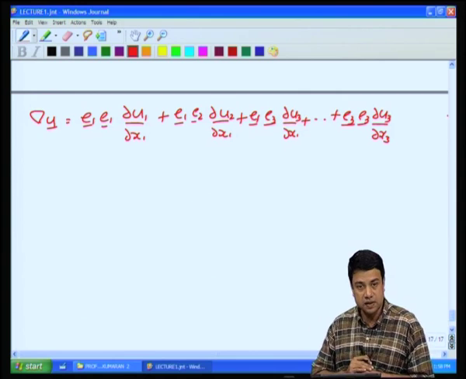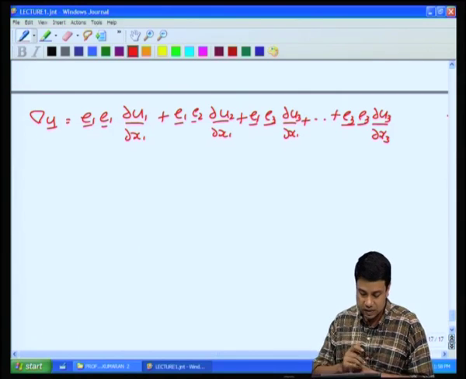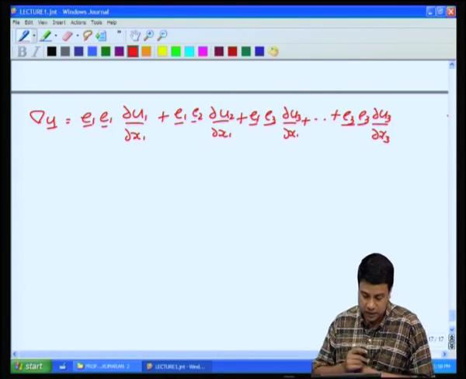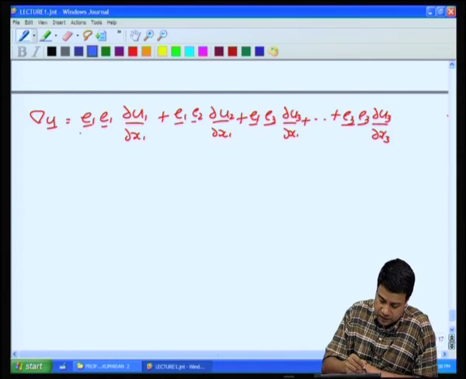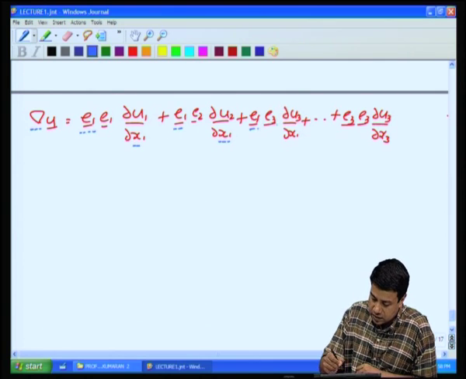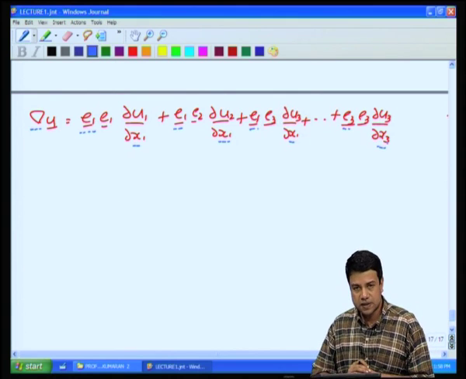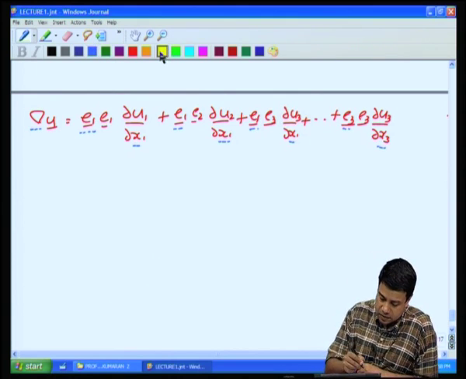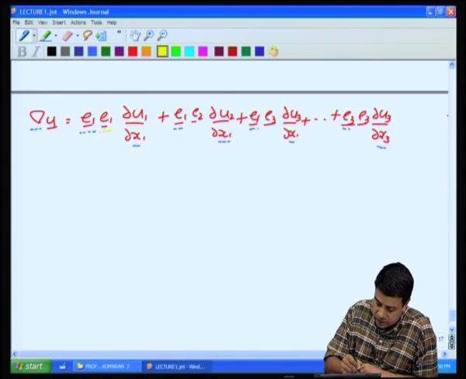It has 2 indices, 2 directions. The first is the direction of the gradient. In all of these cases, the first one represents the direction of the gradient, the direction with which you are taking the derivative. The second direction is the direction of the velocity vector itself.